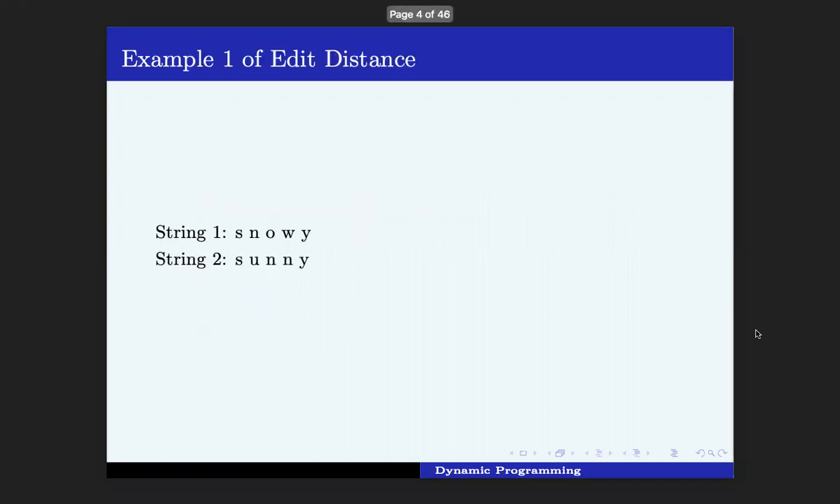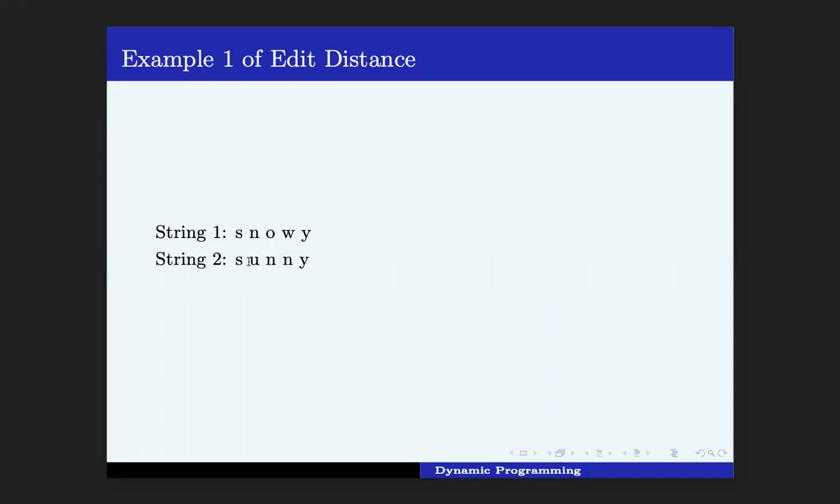So say for example, the string is snowy and we have sunny. How will you do it? You can change these things. In how many steps? In 3 steps. What are the 3 steps? Changing them: changing n and so on, right?